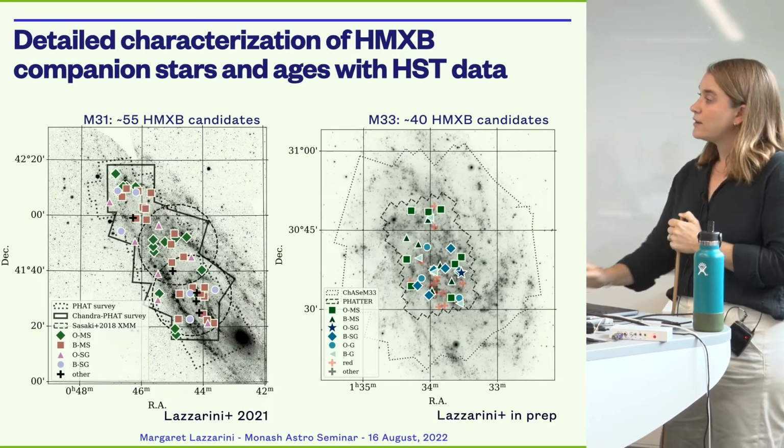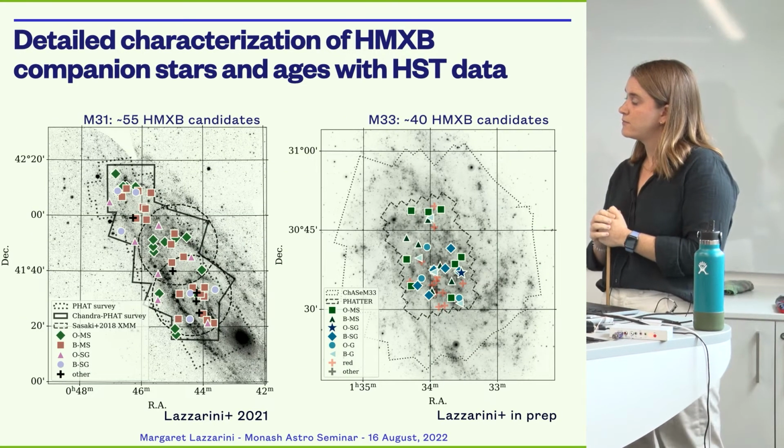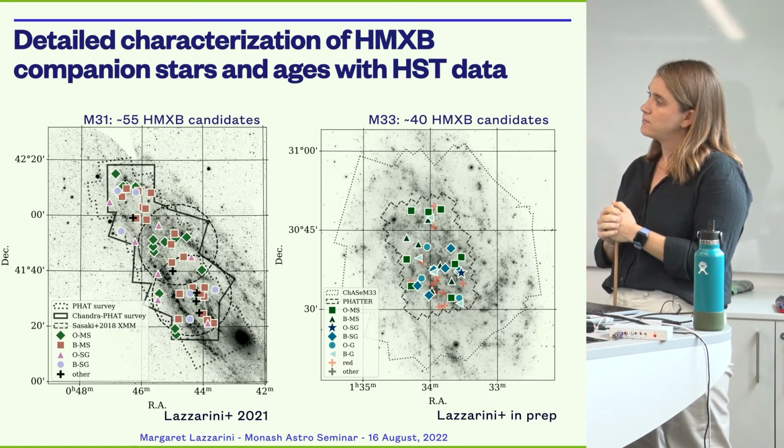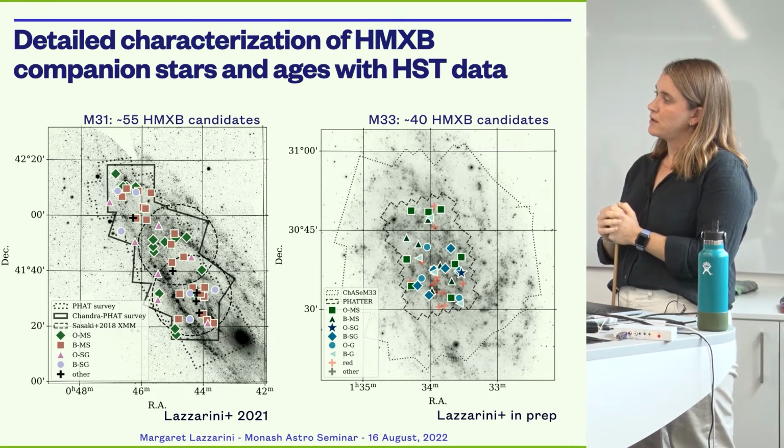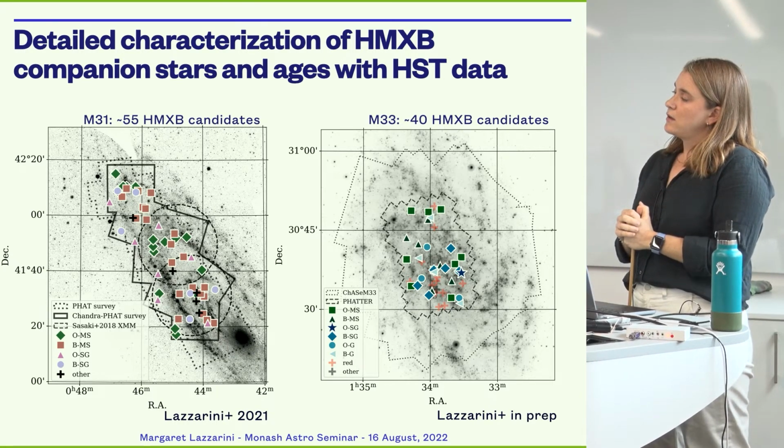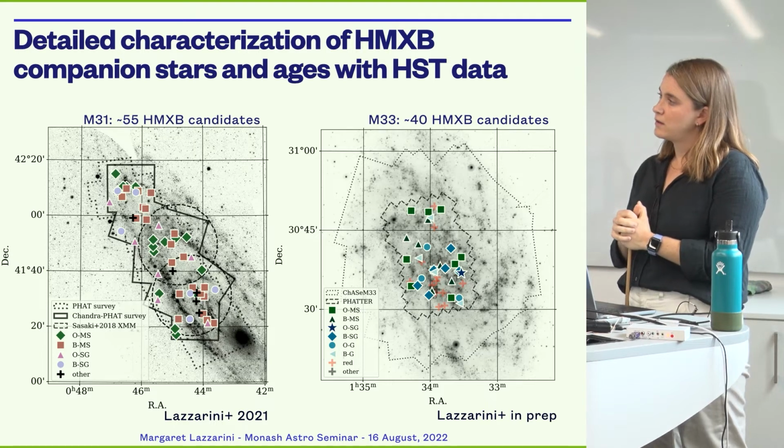Can I ask about these high mass X-ray binaries? The mass transfer is unstable, right, because of the mass ratio and angular momentum considerations. How long do they last? How long are they visible as X-ray sources?